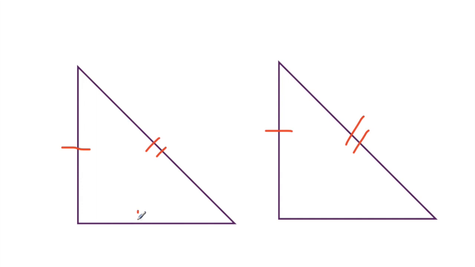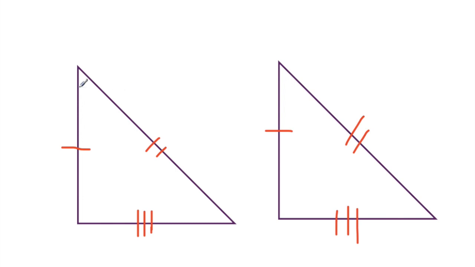If I want to show that the bottom is the same length as this bottom, and I've already used one hash mark and two hash marks, I'm going to put 3. It's like a matching game. 1 matches to 1, 2 matches to 2, 3 matches to 3.